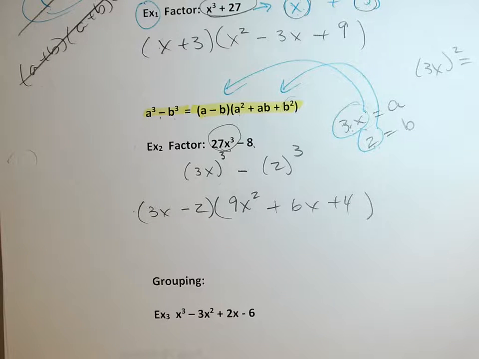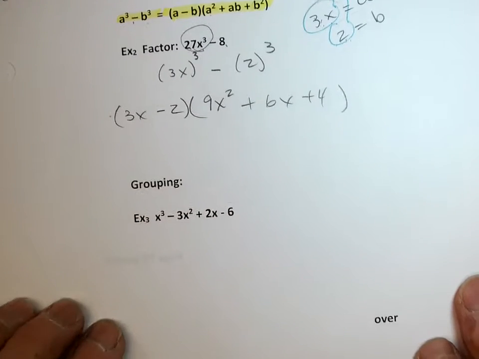Second reason is if I want to find the zeros of this equation. If I want to find the zeros, then I've got to be able to set this equal to 0. One of the zeros would be 2/3, right? And the other zeros would come from quadratic numbers, okay? Good question.